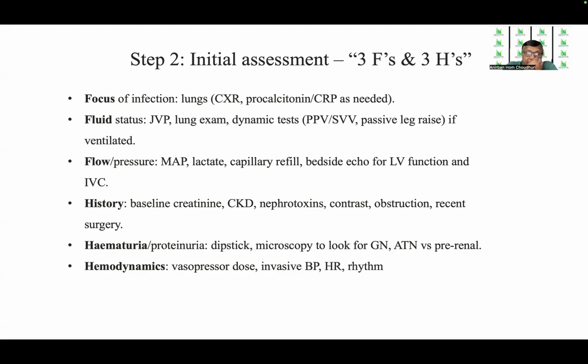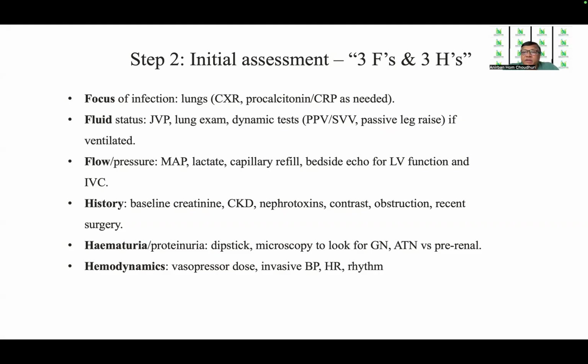And next comes the 3Hs. One is the history, including the baseline creatinine, because that is the basis upon which the further rise has to be compared. Whether the patient has been on any nephrotoxins, whether the patient has CKD, whether the patient was given contrast, whether there was any obstruction, or whether there is any recent surgery.